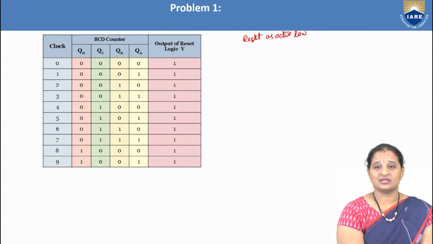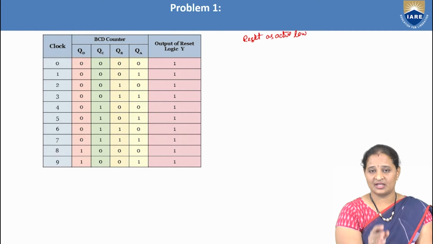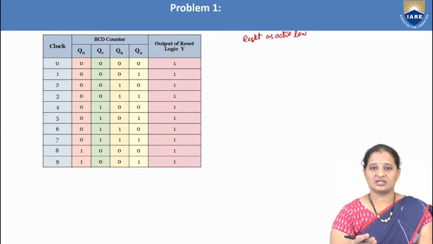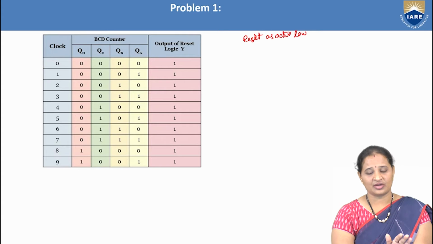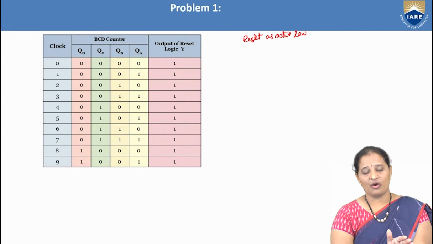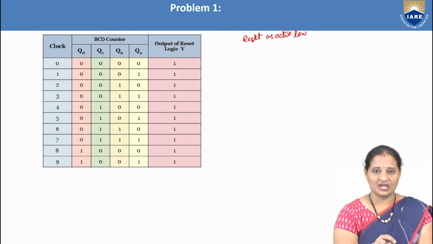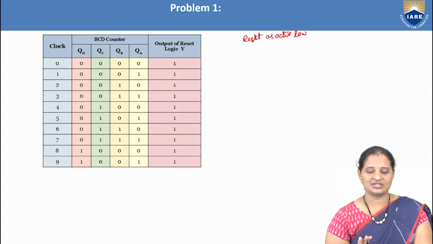If you are considering the reset as active high, then what should we do? For a valid state, we need to consider the reset input as 0, and for an invalid state, we have to consider the reset input as 1. That is the thing you have to remember. As we are considering the reset input of the flip-flop as active low, the reset input should be considered as 1 for a valid state and 0 for an invalid state.